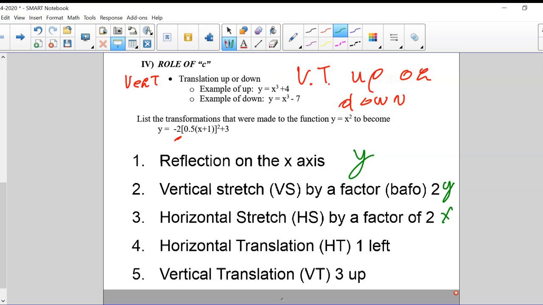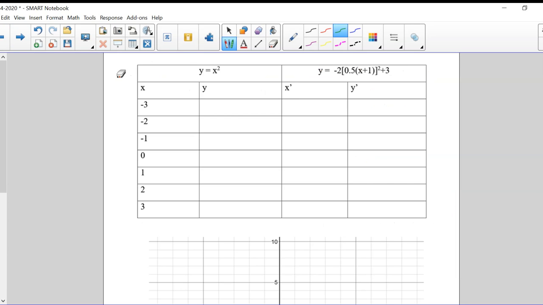How about the horizontal translation? What do you think that affects? The x or the y? It affects the x because it's horizontal. And how about the vertical translation? What does that affect? The x or the y? Perfect. The vertical axis is the y-axis. So what does this all mean for a typical table of values? Well, I'm going to show you right now.